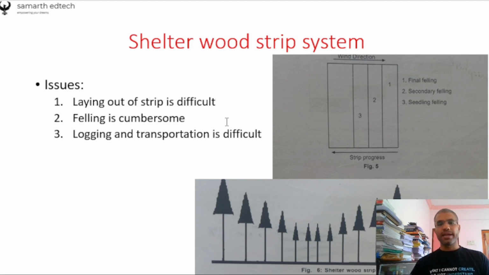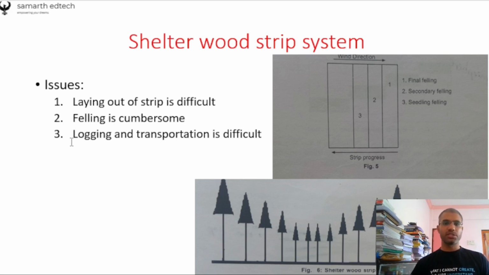In the end cycle, once the regeneration has been carried out, the forest will look like this kind of wavy pattern. Okay, firstly you have divided the entire periodic block into different strips, and then you started carrying out the initial felling, secondary felling, and final felling. If you see the forest from a distance, or even from the top, you will see this sort of wavy pattern in the given forest.